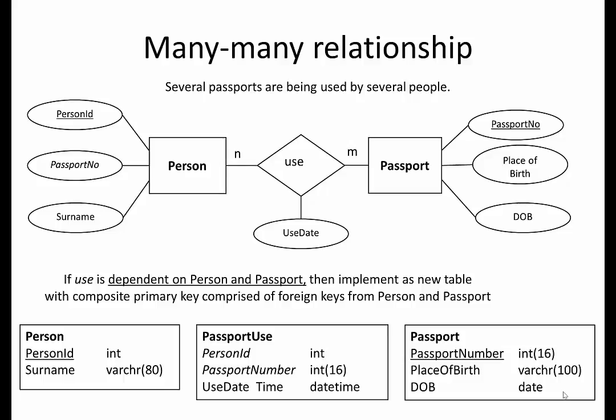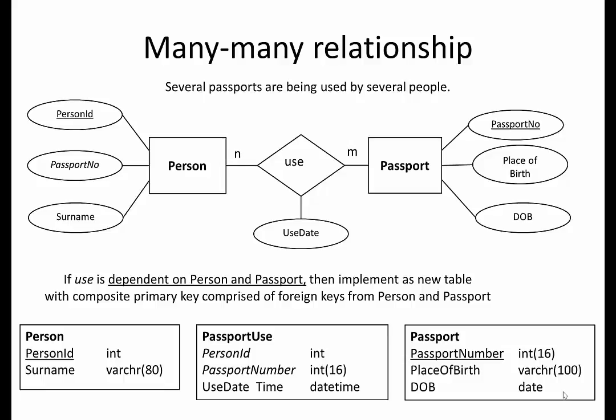So there's a relationship between use. The relationship is use. Each person uses a passport, and each passport is used by a person. And we know what date the passport comes through customs. Okay? Now, this is quite easy. We've got a group of people. We've got a person. The person ID is integer, and they have a name. And then we have a passport number, and a place of birth, and a DOB on the passport.